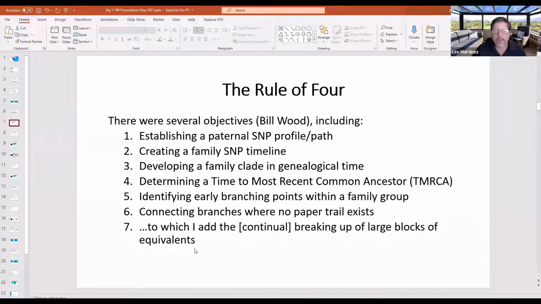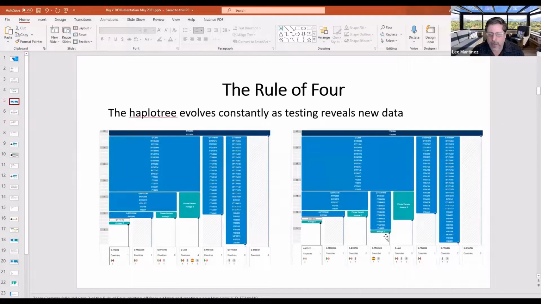And then I added a 7th objective, which is why I changed it from rule of 3 to rule of 4, which is to continually break up those blocks of equivalence. Again, at least because I'm on Q, Native American line, we tend to sit underneath a large block. See that? So while this person has, this is them, look at that. That's thousands of years, right? 2,000 years worth of a block of stuff. We want to break those down.